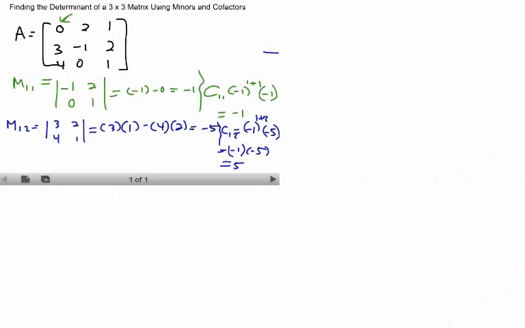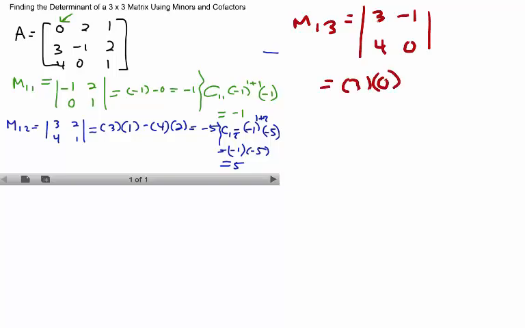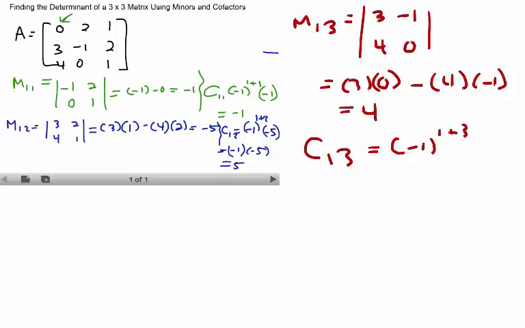Next, we want the minor for row 1, column 3. So we obtain that by taking the determinant for the 2 by 2 matrix 3, -1, 4, 0. And that equals 4. Our cofactor for row 1, column 3 is equal to -1 to the power of 1 plus 3 times 4, so the cofactor is 4.